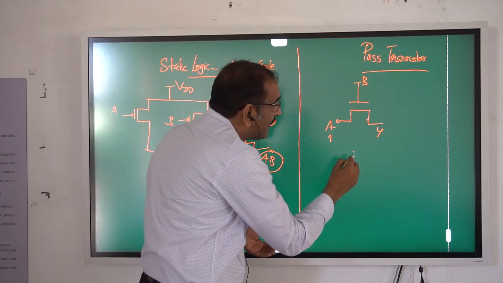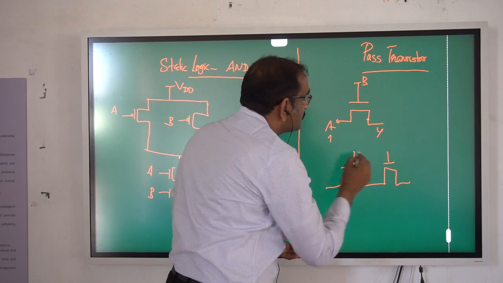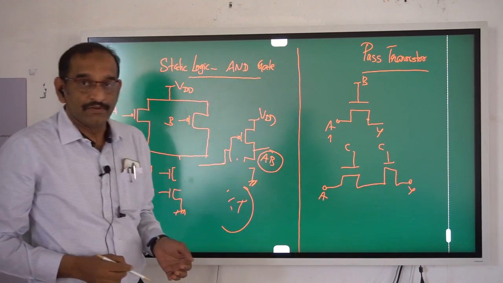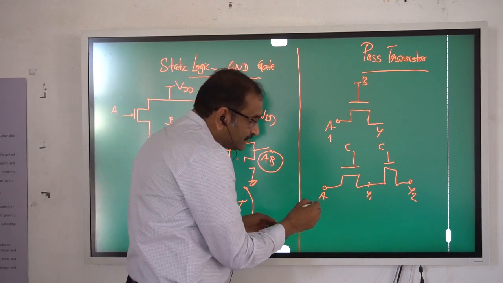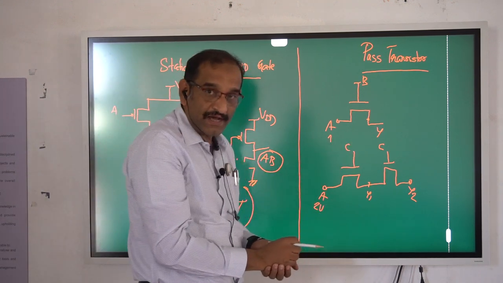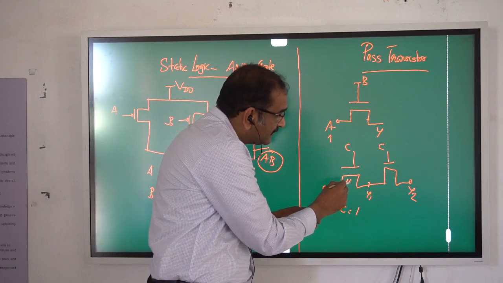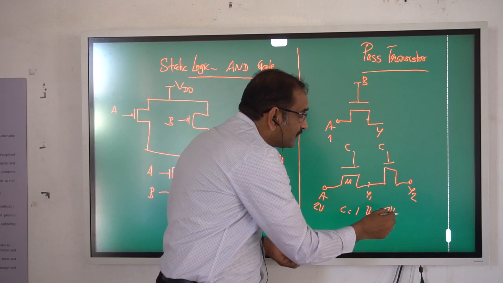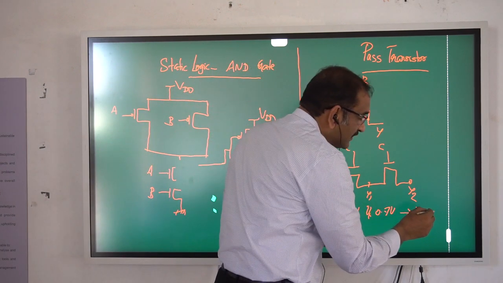If I am cascading this, if I am having two pass transistors like this, so I am having these control terminals. This is my A, this is my output Y. Let this output be Y2 and this output be Y1. Let this voltage be 2 volt. I am placing 2 volt at this point, and this control terminal C is high, C is 1. If the threshold voltage of this transistor M1 is 0.7 volt, my Y1 is the input minus the threshold voltage, that is 2 minus 0.7, that is 1.3 volt.